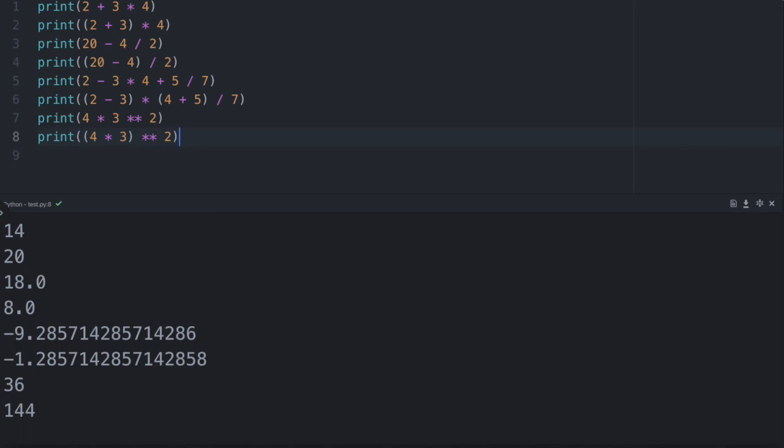We will see more of the power operator in the next video. For now, I hope this helps you to determine the order of operations in Python.